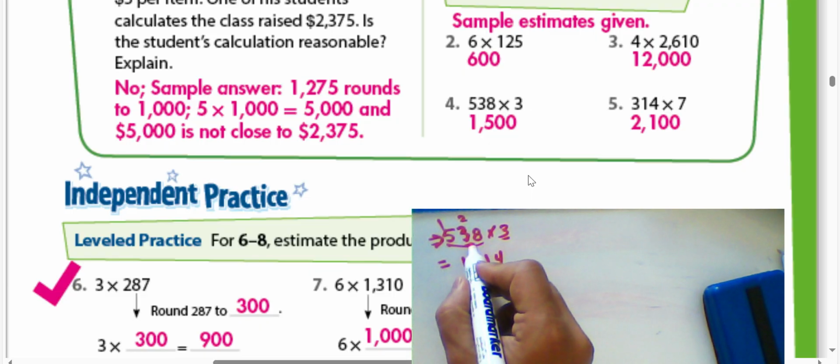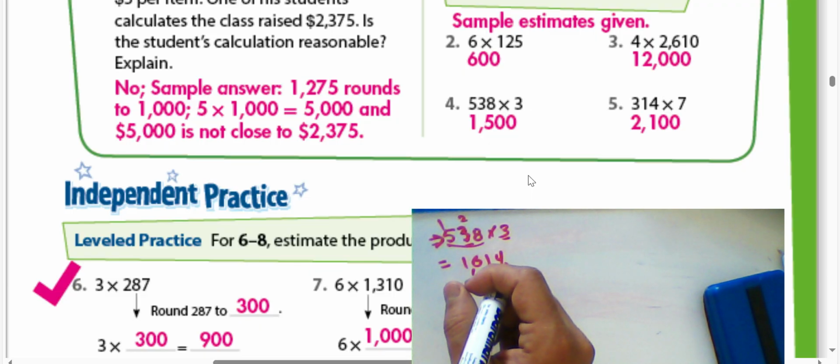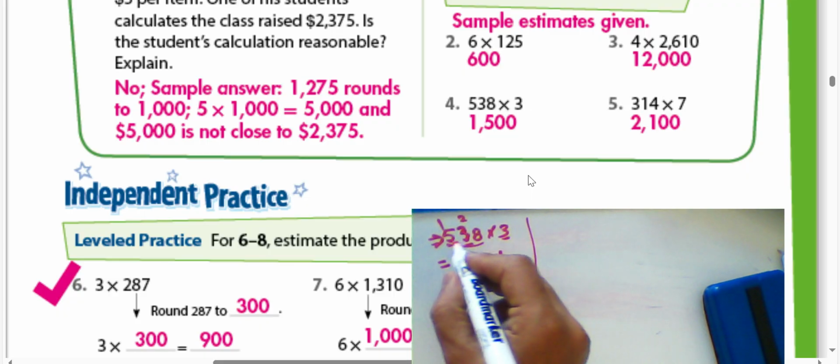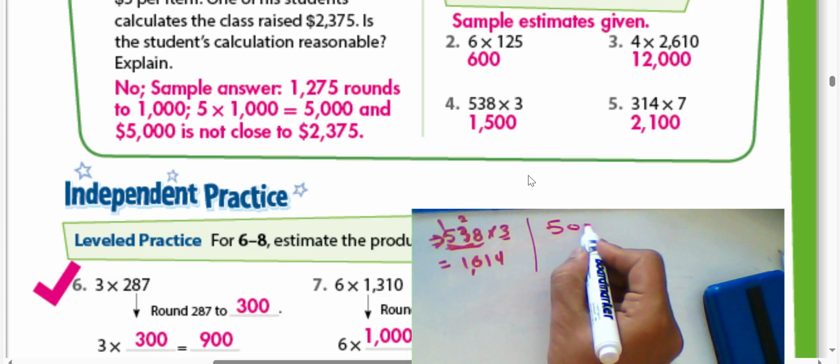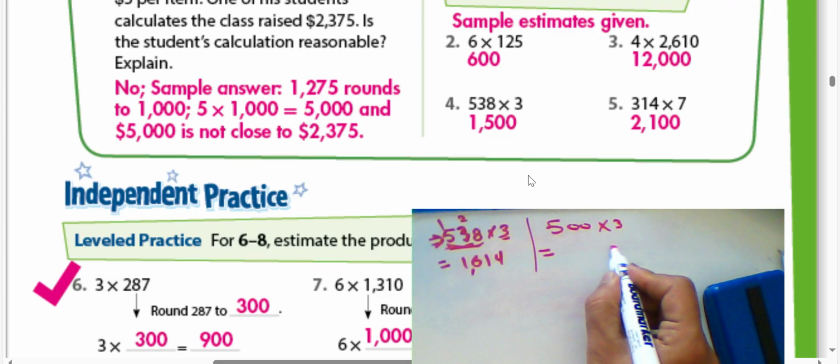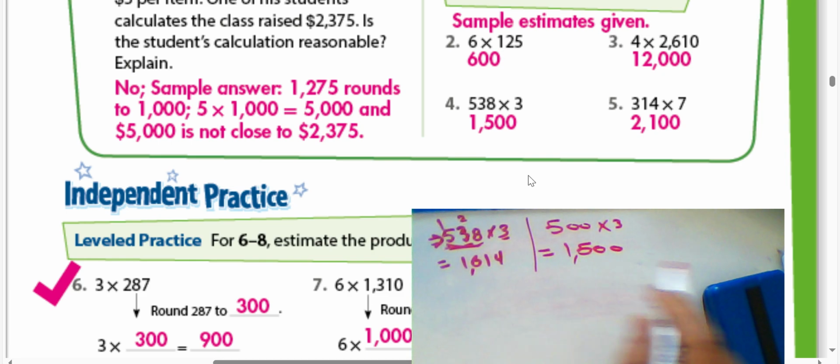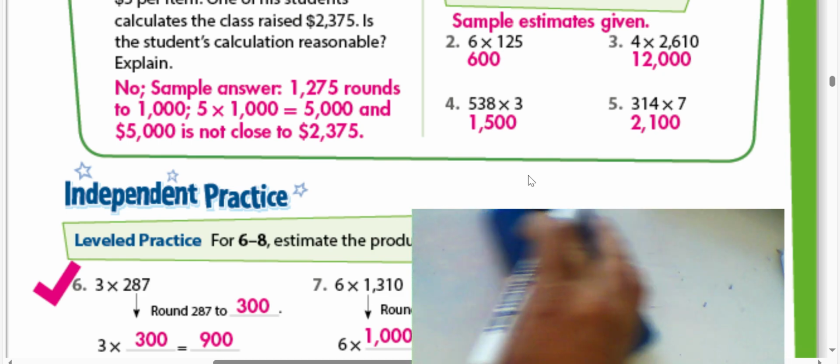Here 538 is nearest to what? Nearest to 500. Then this number becomes 500. 500 product by 3. Write double 0, and 3 times 5 is 15. The result will be 1500.